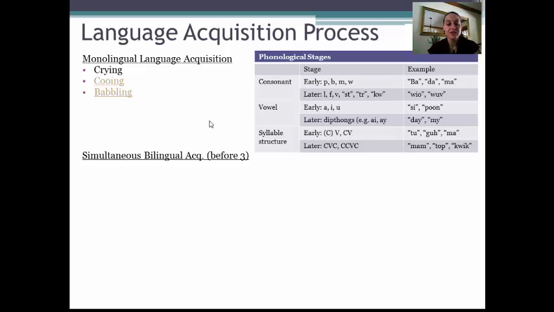So if we listen to this babbling video, you'll notice that the consonants that the child is babbling includes those that develop at the early stage. And you can see this in the table that I've provided for you, including p, b, m, and w sounds. So let me play that for you.